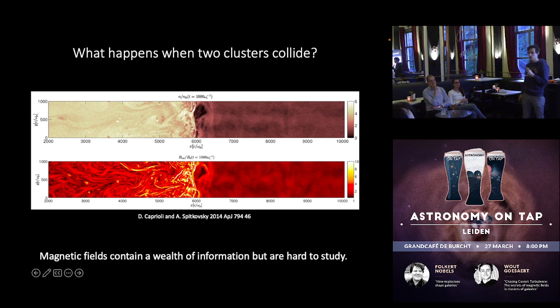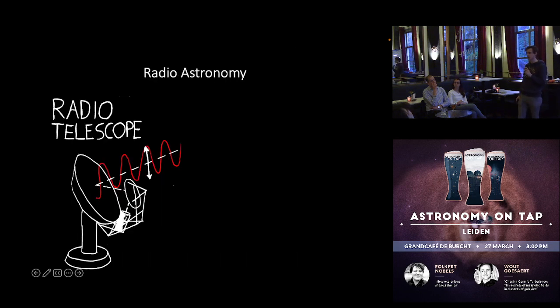However, there's one problem. We can't just measure a magnetic field of a galaxy cluster. You can't just pull out a long stick and stick it into another galaxy cluster. It's really far away, and yeah, you wouldn't be able to measure it. We need a different method for this. And then I come to radio astronomy.